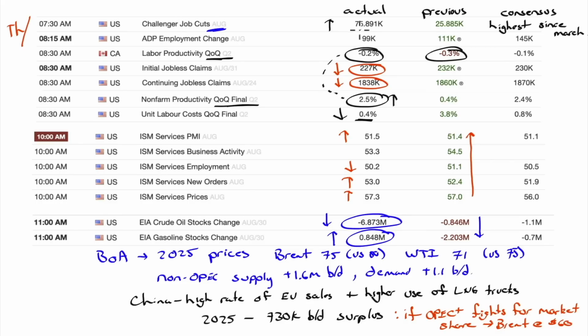Moving into Thursday, this caught my eye, the Challenger job cuts. This is for August. 76,000. That is almost 3 times the previous month, and it is the highest since March. I don't know if that is a one-off anomaly for the month of August or if this is the beginning of something, but it is worth keeping an eye on Challenger.